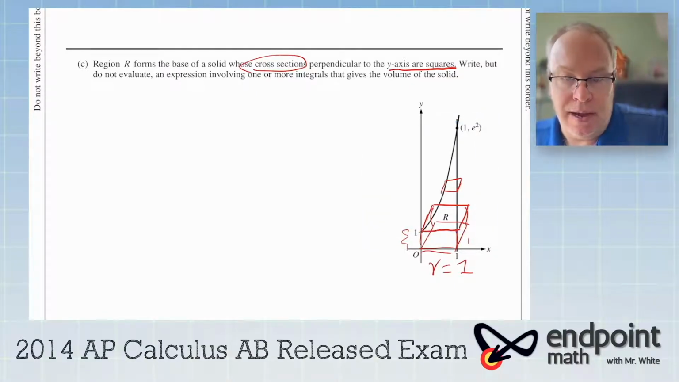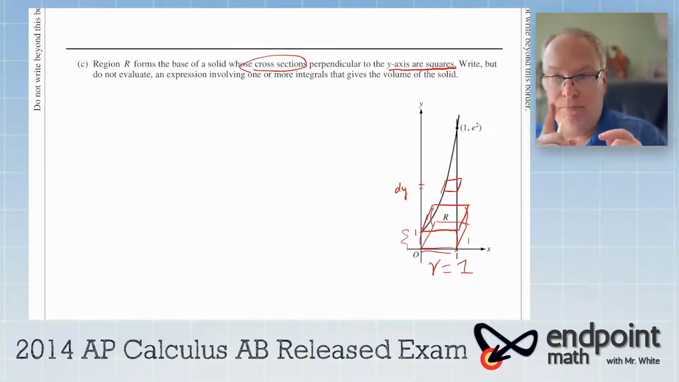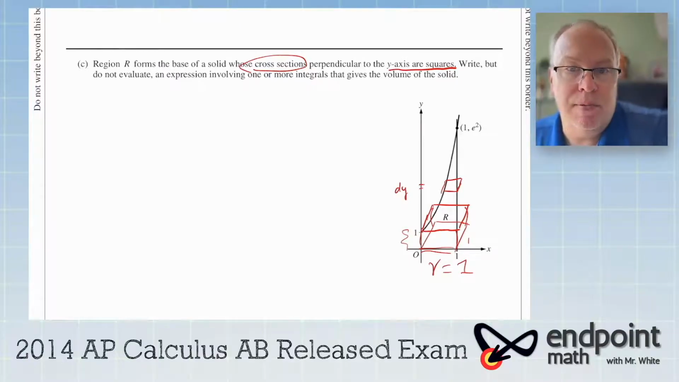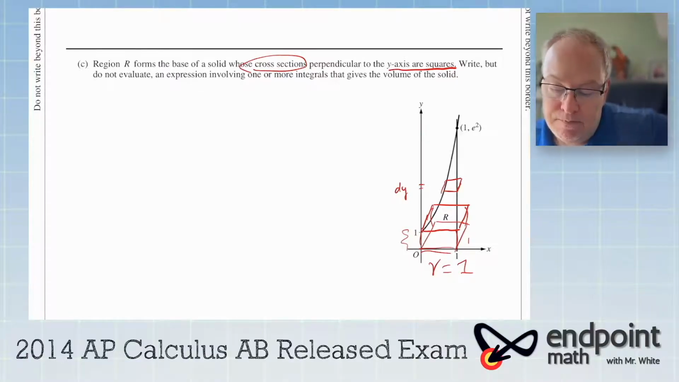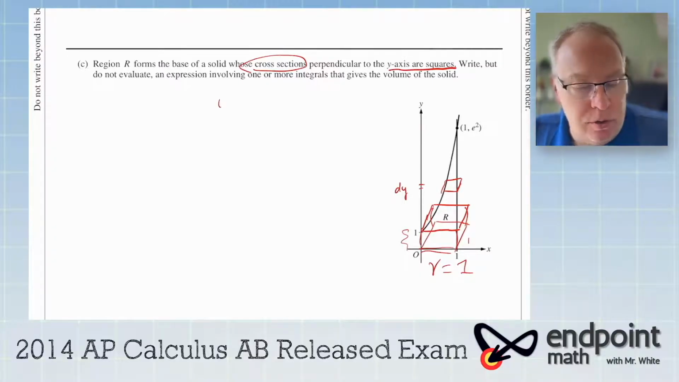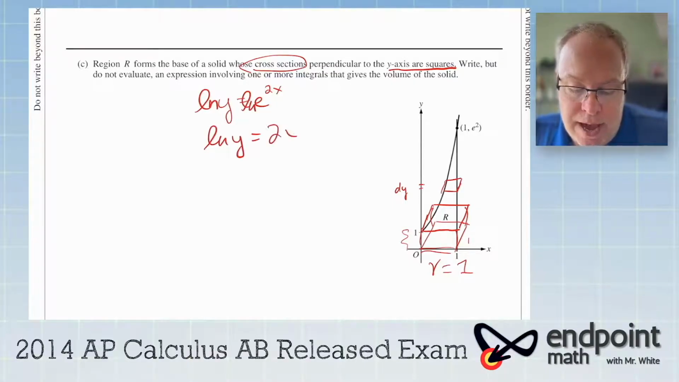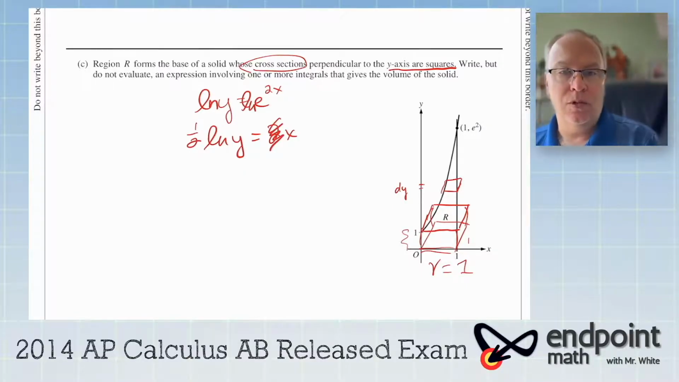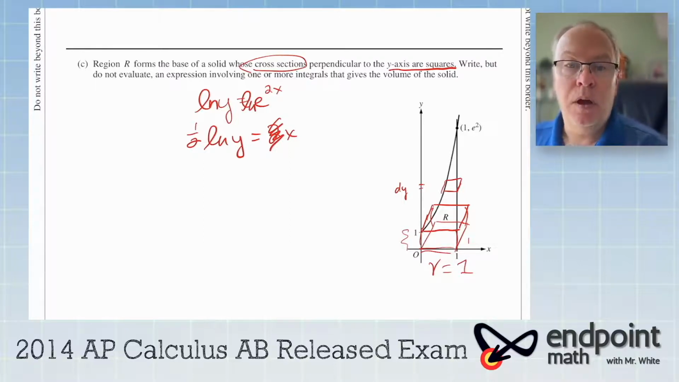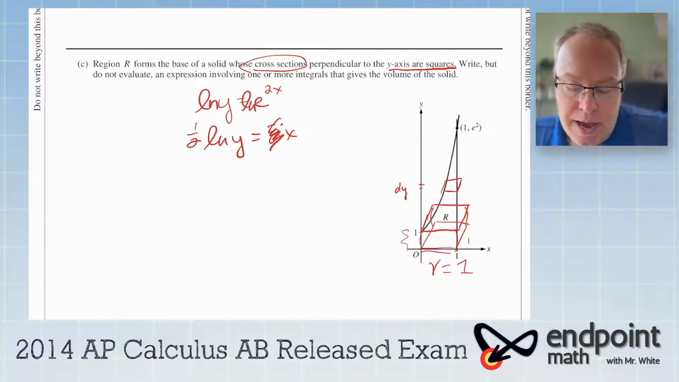region higher than that. Now, since this is going to be a dy problem, right? Our squares are running left or right. This is a dy problem. We have to solve for x up there in the original equation. So the original equation was y equals e to the 2x. So how do you solve for x? Well, you do the natural log on both sides. You get the natural log of y equals 2x. You then divide by 2 or multiply by a half. So x is the same thing as 1/2 natural log of y. So we've solved for x.